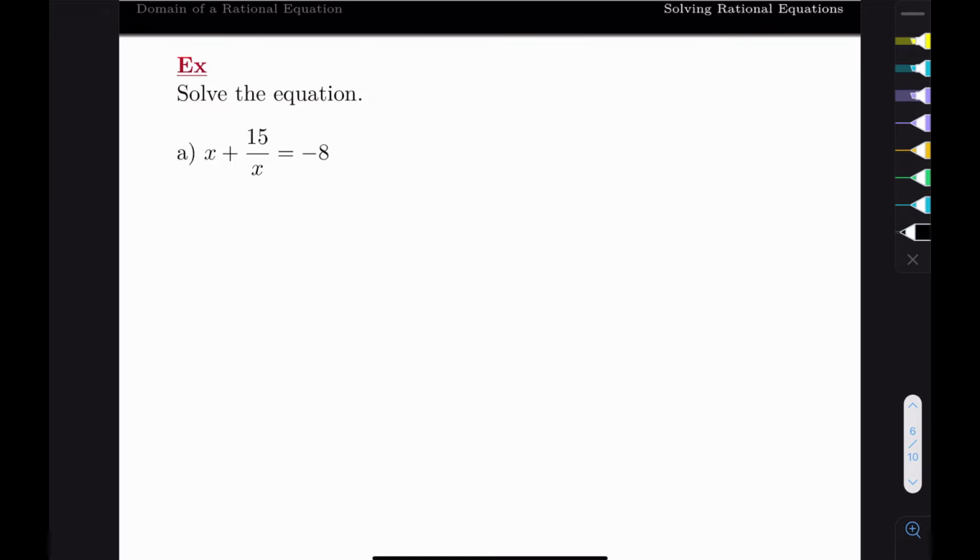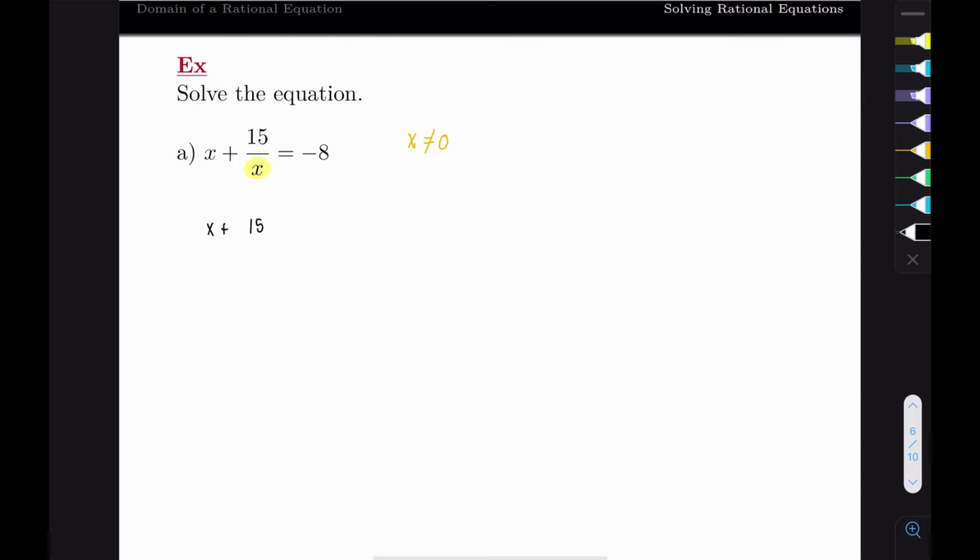First and foremost, on every one of these problems, we want to figure out what the problematic values are. Right at the get-go, we have x in the bottom, so you set that equal to 0 to find your problematic number. For this particular equation, I cannot let x equal 0, because it would cause 15 divided by 0 in this second piece. So my first step is done. We've figured out what the issues are.